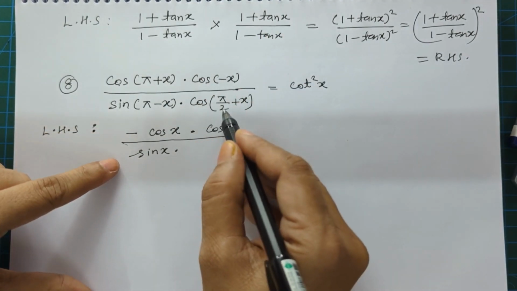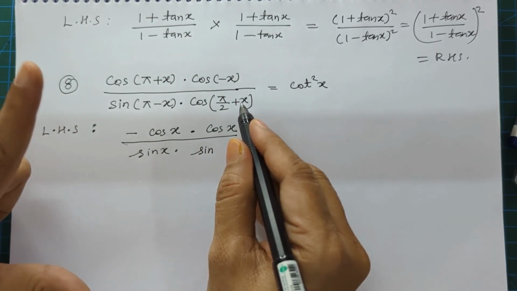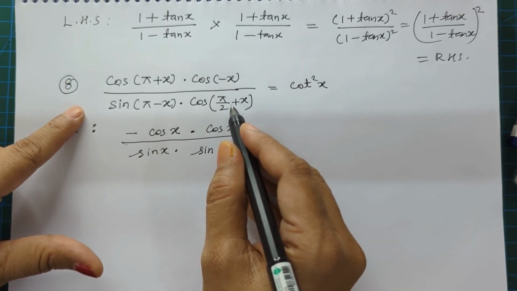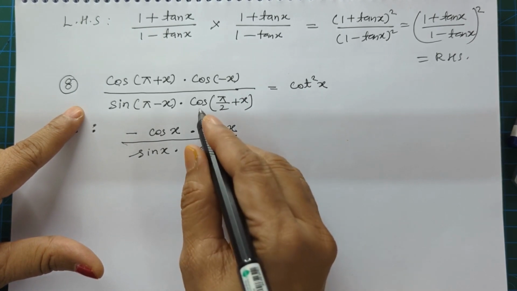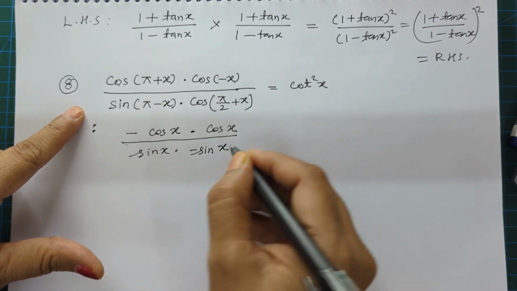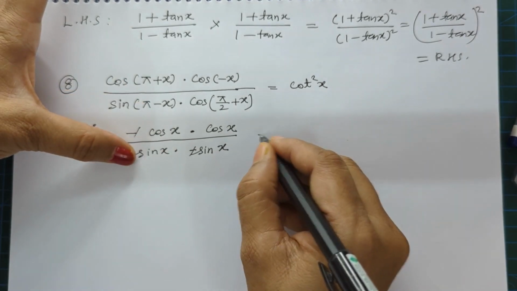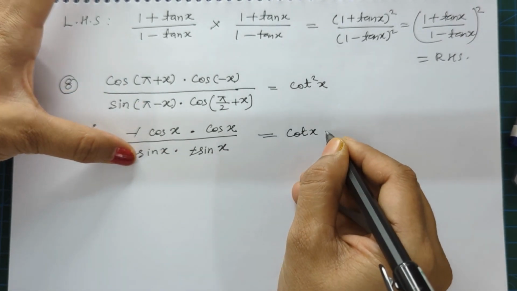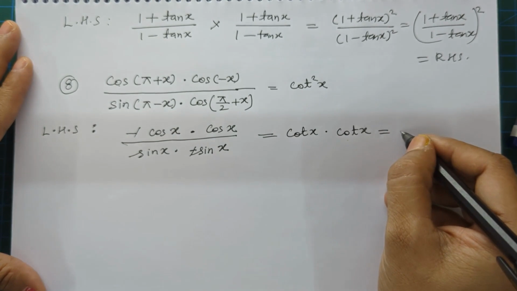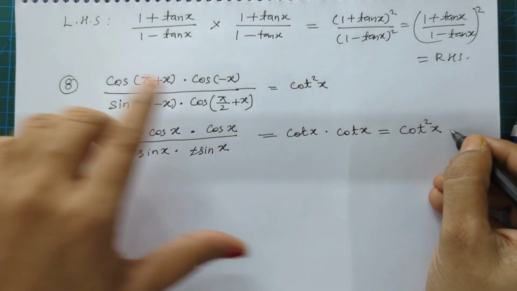So cos of pi by 2 plus x is actually sine. Where is this angle? This angle is in the second quadrant. In the second quadrant only sine and cosec are positive, the rest are negative, so this is going to be a negative value. Cos of pi by 2 plus x is negative of sine of x. Here the negatives cancel. So here we have cos by sine, which is cot x, times cos by sine, which is also cot x. Cot x into cot x is cot x whole square, which can be written as cot square x, and this is the right hand side.